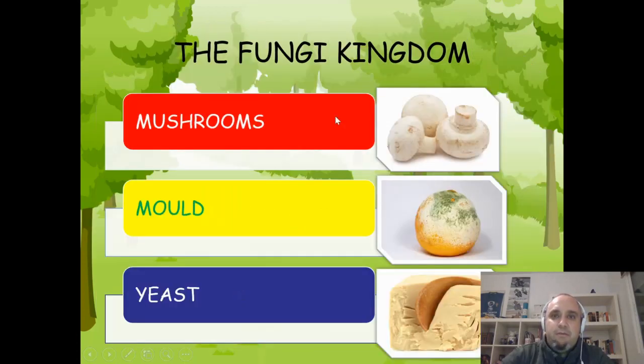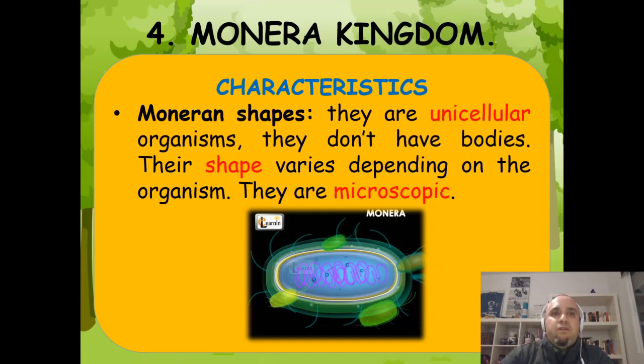You can see them here: mushrooms, mold, and every time you have some food that is breaking down because it is rotten, it is covered with mold. Mold is a unicellular fungus. And the other one is yeast, the one that you use when you want to make bread at home. You use yeast.